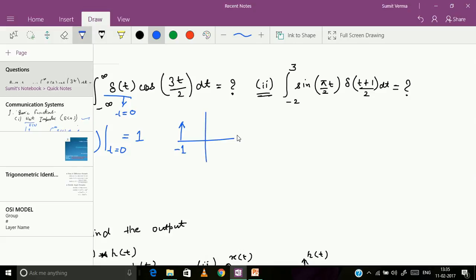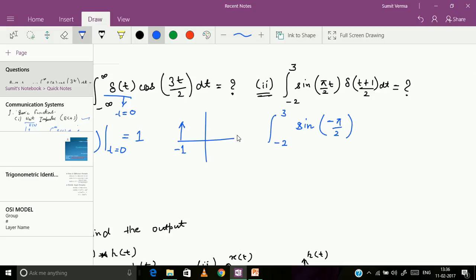So we can simply say that this integration should be minus 2 to 3. Now t value should be minus 1 here, so it becomes minus pi by 2. Minus 1 is still lying in this range, minus 2 to 3. That is why, in this integration, I am using this value minus 1 here. If this limit was outside, say it was minus 4 or something, then this integration would directly become 0 because the impulse function is not defined there.